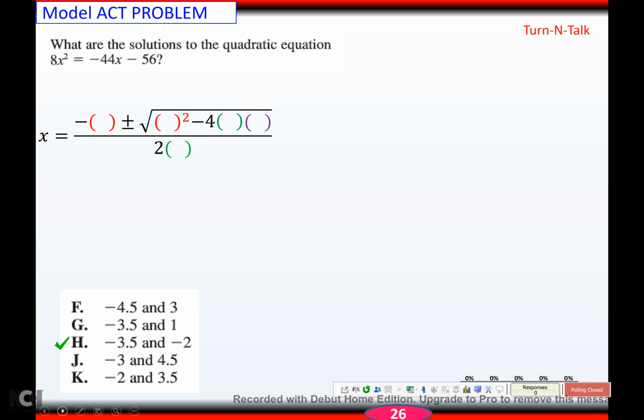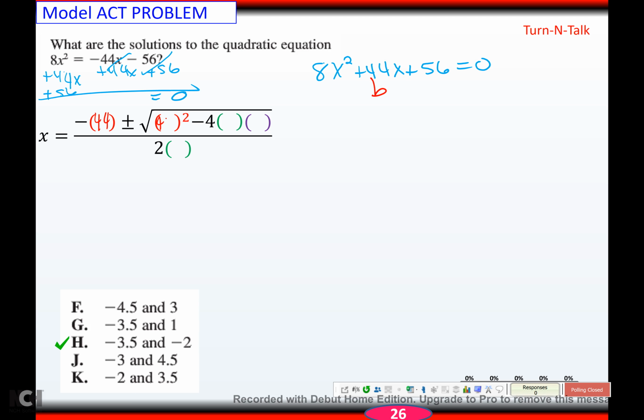And hopefully you got negative 3.5 and negative 2. Alright, we're not in quadratic form, so I'm going to add 44x and I'm going to add 56. That gives me 0 on one side, and in quadratic order I get 8x squared plus 44x plus 56 equals 0, which now tells me that B is 44, that A is 8, and that C is 56.